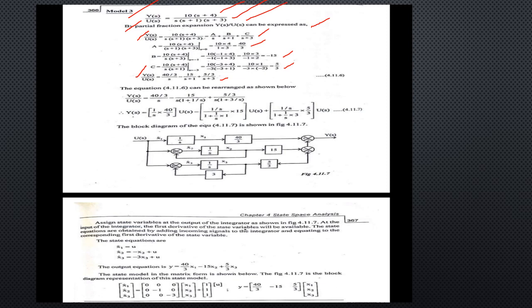Now rearrange the equation in a simple manner like this, and finally get the equation for Y(s). We are considering the Y(s) equation as equation number 1. For equation 1, construct the block diagram which is given in the figure.